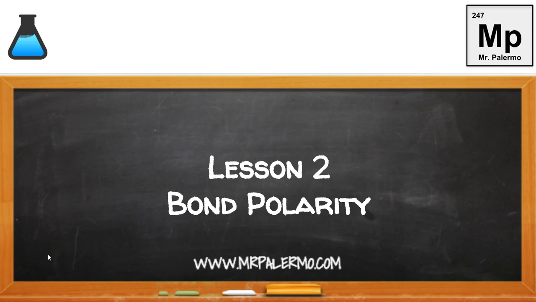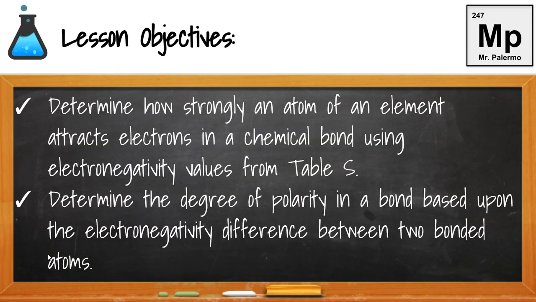Welcome to Lesson 2 on bond polarity. Our lesson objectives: determine how strongly an atom of an element attracts electrons in a chemical bond, using electronegativity values from Table S, and determine the degree of polarity in a bond based upon the electronegativity difference between the two bonded atoms.